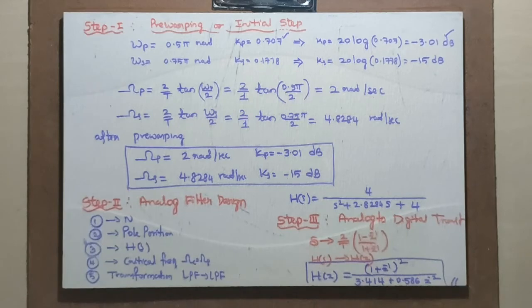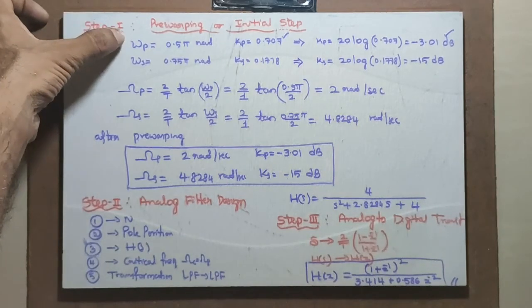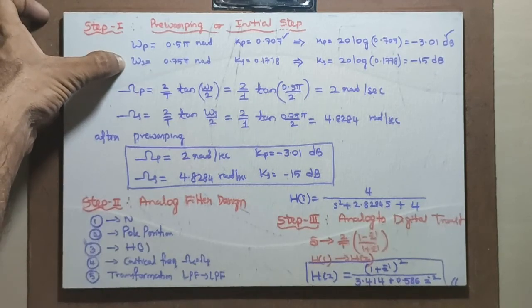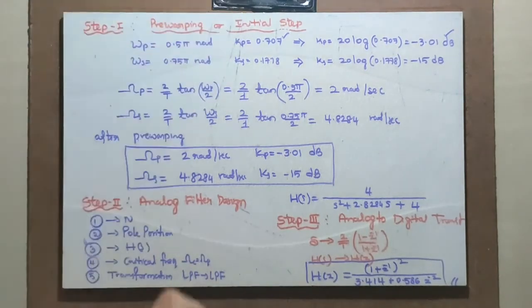Hence this example is slightly different. It is the third type of example, where Ωp and Ωs, or passband edge and stopband edge, are given in radians only, not in hertz or anything else. But Kp, Ks values are given differently, not given in decibels. That's what you have to see in this example. I hope you understood. Only step 1 is very important, the pre-warping or initial steps, where you have to recognize the data correctly, whether the passband edge and stopband edge, Kp, Ks are given correctly or not.